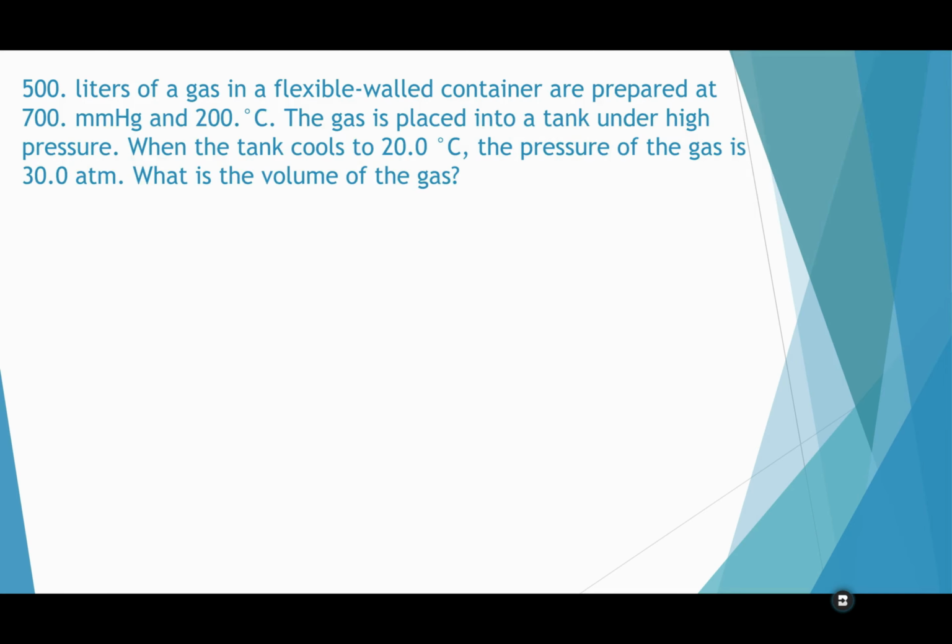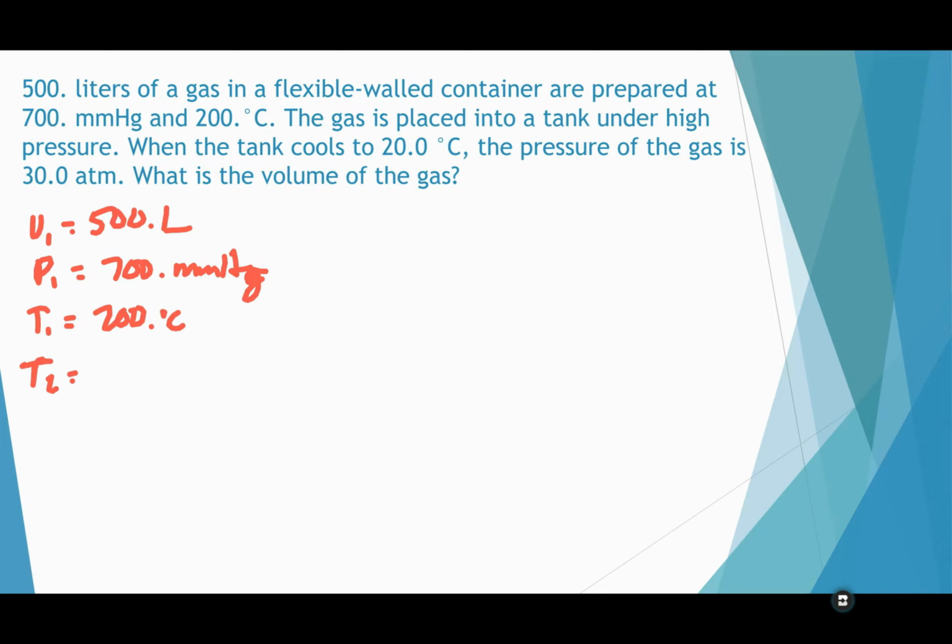So let's see. We have a volume of 500 liters. We have a pressure P1 of 700 millimeters of mercury. And then my temperature is 200 degrees Celsius. I have a new temperature of 20 degrees Celsius. I have a pressure of 30 atm. What is my V2?